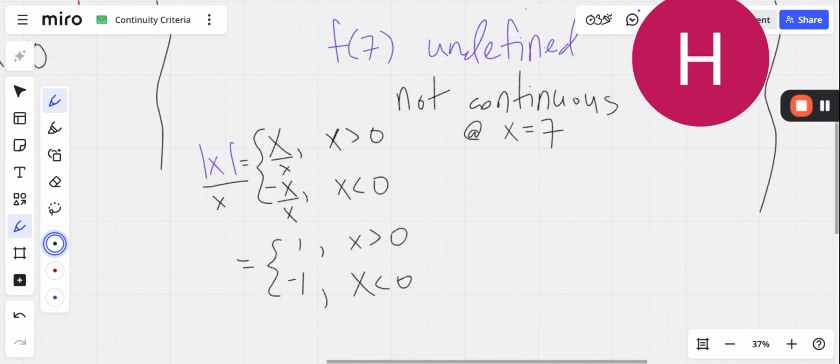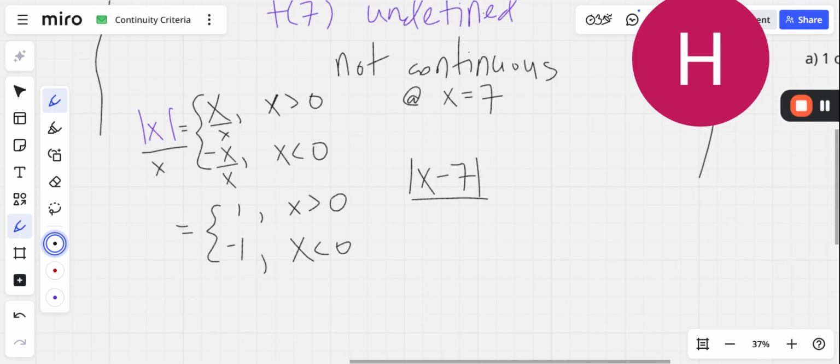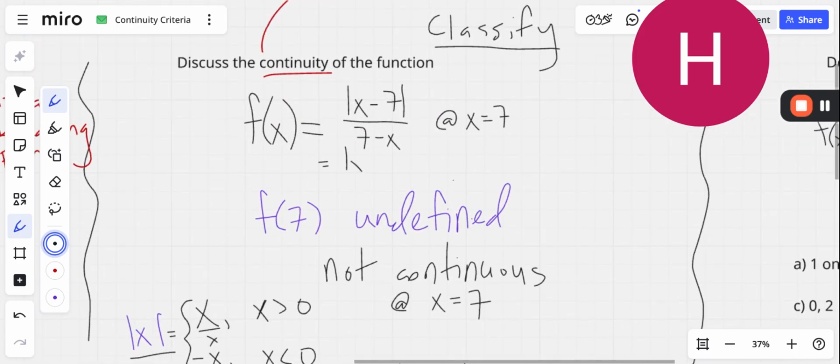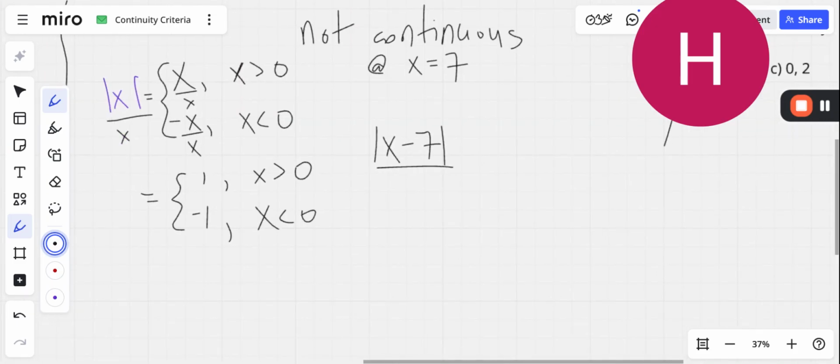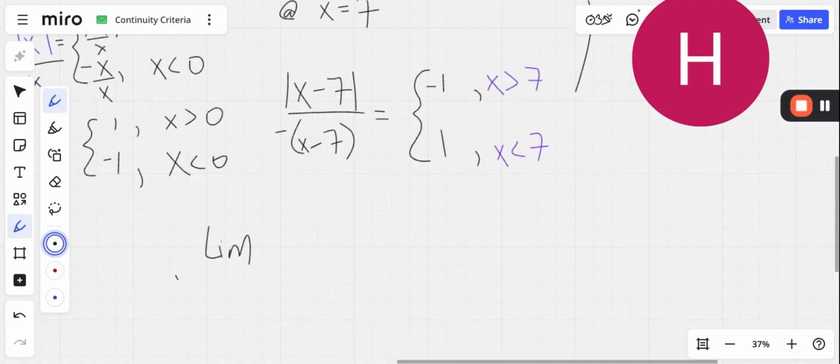So how does that help us here? We have a very similar structure. We have absolute value of x minus 7 over, let's fix this a little bit, absolute value of x minus 7 over negative, parentheses are your friend, remember, x minus 7. So we pretty much have the 1, negative 1 situation, but since there's a negative in front, we're going to have a negative 1 and 1 situation. And instead of the turning point happening at 0, this is going to happen when x is greater than 7 and when x is less than 7. So now we can really discuss the continuity, or rather the discontinuity, precisely by investigating the two limits.